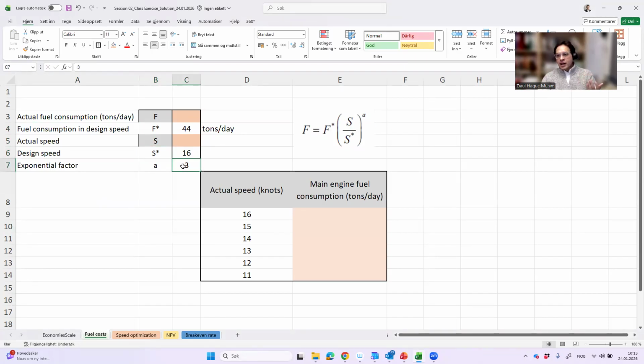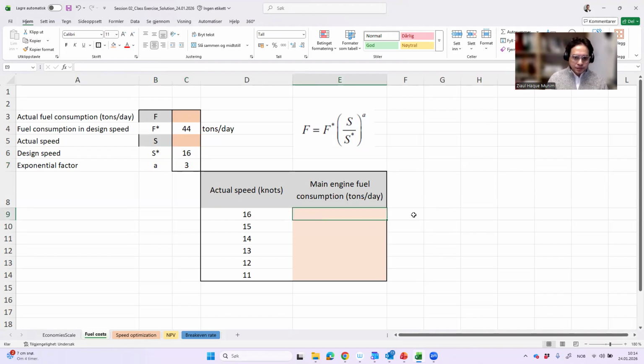The value of A is normally 3 for diesel engines, and it is 2 for steam turbines. Not many vessels have steam turbines nowadays, so we basically use 3 for diesel engines. But if you are dealing with alternative types of fuel, the equation might be different, right? So this works mainly for diesel engine vessels.